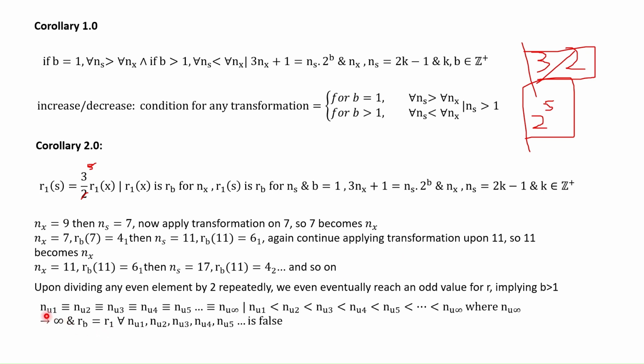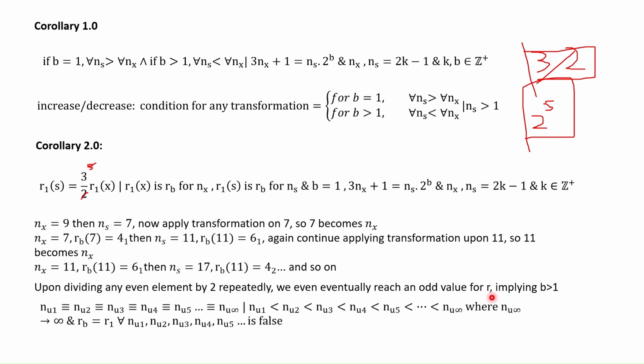Now this means that if there is some transformation going on from n1 to n infinity, wherein n infinity is almost infinity and the growth rate is continuous, as in n1 is smaller than the next transformation, the number keeps on growing and growing and growing. If we imagine such a condition, because of corollary 1 and 2, we can establish that such a condition is not possible and it's false, because eventually upon dividing any even element by 2 repeatedly, we will reach an odd value for r.